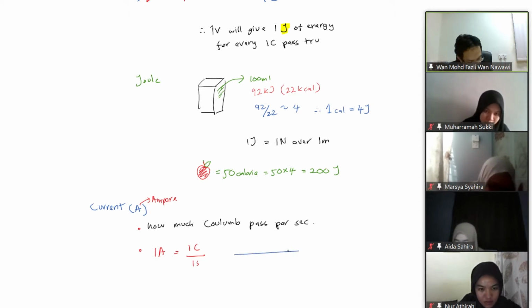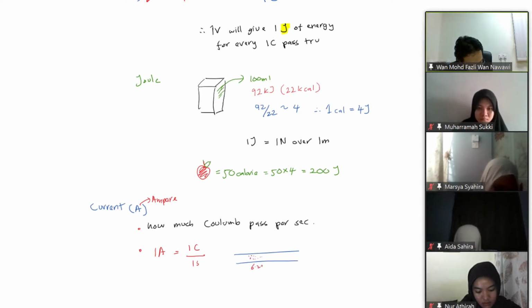For example, let's say this wire. For 1 ampere, if the current flows at 1 ampere, it means you have 6.25 million million million electrons moving past in 1 second. So that is basically 1 ampere.